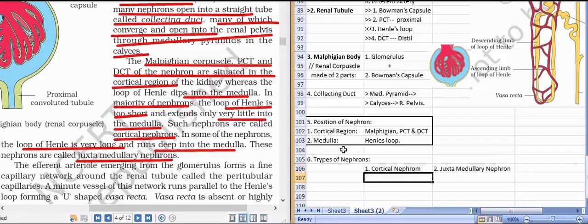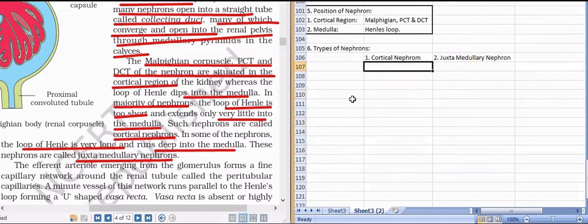Now, first is the loop size. Second is entry into the medulla, that is, only the loop in the medulla. Third, one more topic that I will explain, the vasa recta.